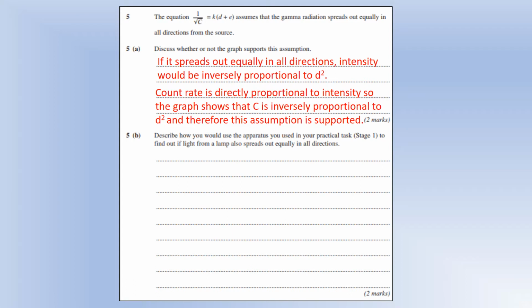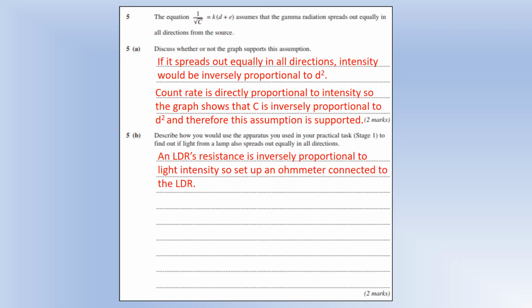So describe how you'd use the apparatus you used in practical task stage 1. So that was using the LDR, if you remember from right at the start of this video, to find out if the light from a lamp also spreads out equally in all directions. So an LDR, you can measure light intensity, or what's happening to light intensity, by measuring resistance. So an LDR's resistance is inversely proportional to the light intensity. So we're going to have an ohm meter connected to our LDR.